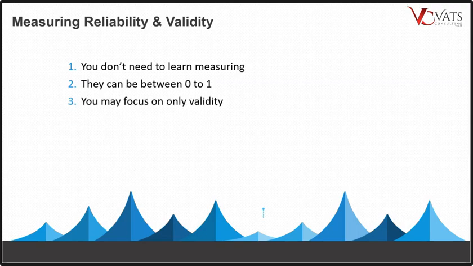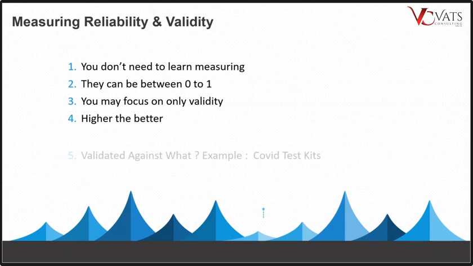Another good news, you may only focus on validity, and of course, higher the better. If the reliability and validity are higher, it is always better, as much as you can go for them. And of course, below 0.5 or below 50%, it is worse than tossing a coin, because if I toss a coin 20 times, as per probability theory, I will get heads and tails both 50-50%.